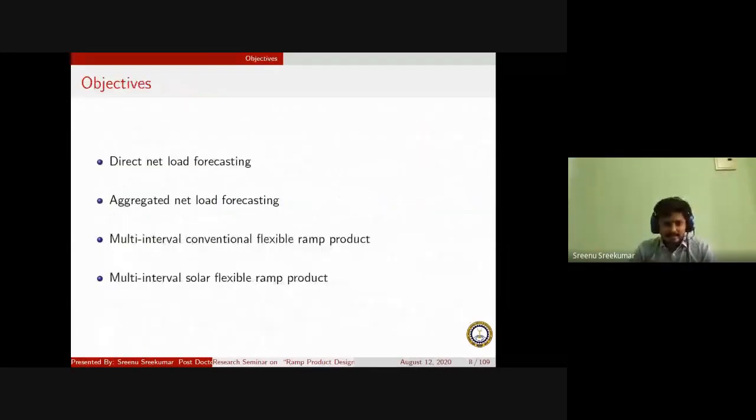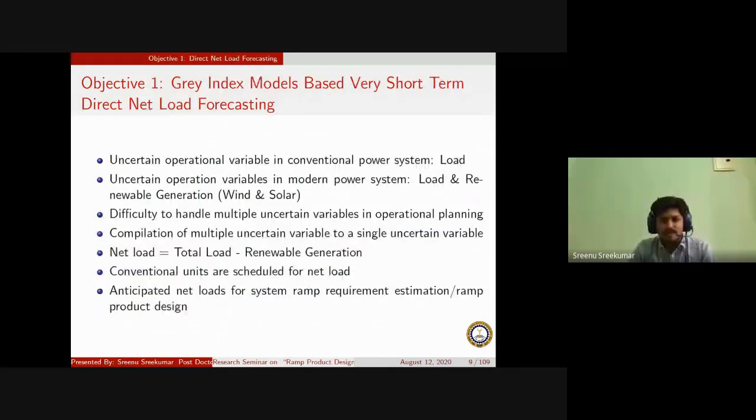Considering these challenges, this research has mainly four objectives: direct net load forecasting, aggregated net load forecasting, and it proposes a conventional flexible RAM product and a solar flexible RAM product. And the first objective is direct net load forecasting.